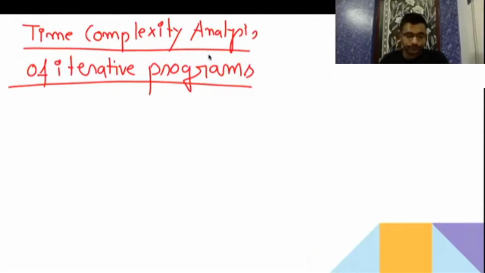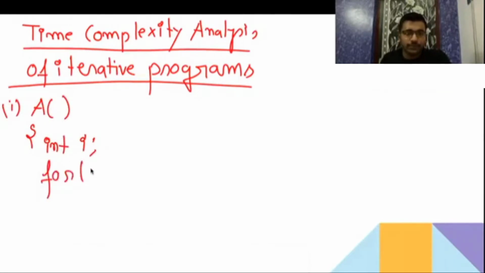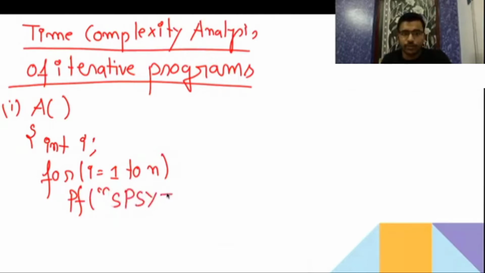So the first problem: a is a function, then int i. Now it's running from for i equal to 1 to n, and it is printing, you can say printf. Now tell me what is going to be the time complexity of that.